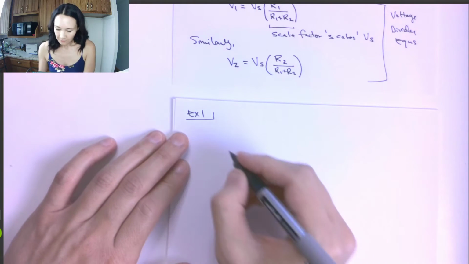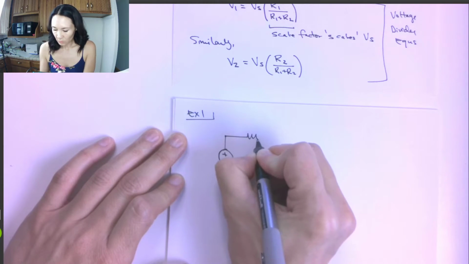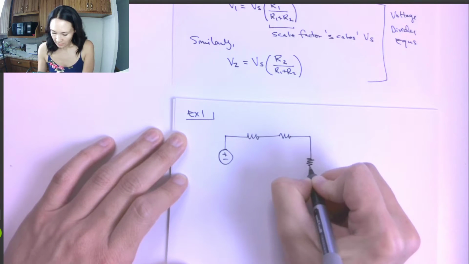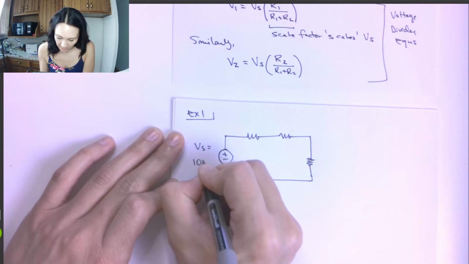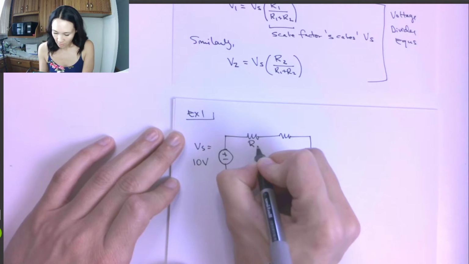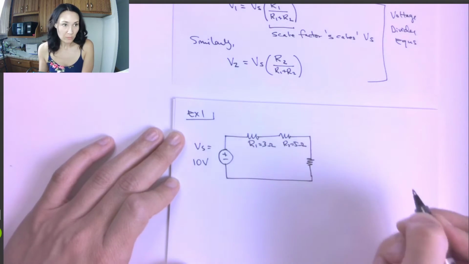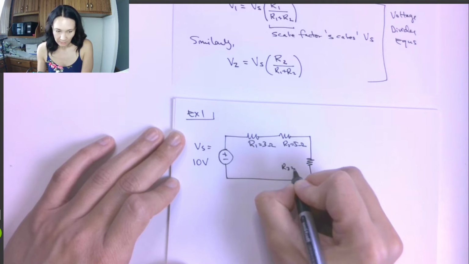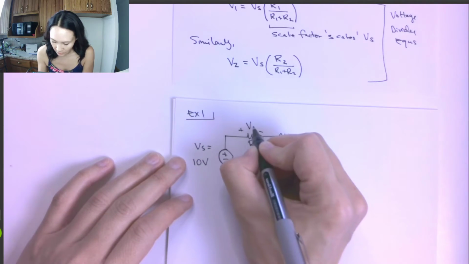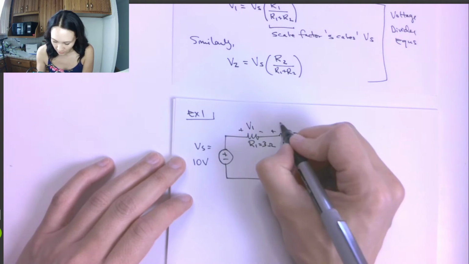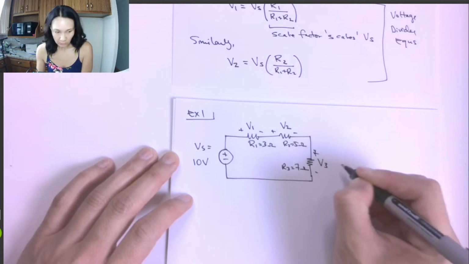So suppose we have a similar circuit, but this time let's say we have 3 resistors in series. Let's let our source voltage be 10 volts. Our R1 is 3 ohms. Let's let our R2 be 5 ohms. And let's let our R3 be 7 ohms. Okay, great. So then the voltage drop across R1, let's just call that V1. Voltage drop across R2, we can call that V2. And the voltage drop across R3, let's just call that V3.